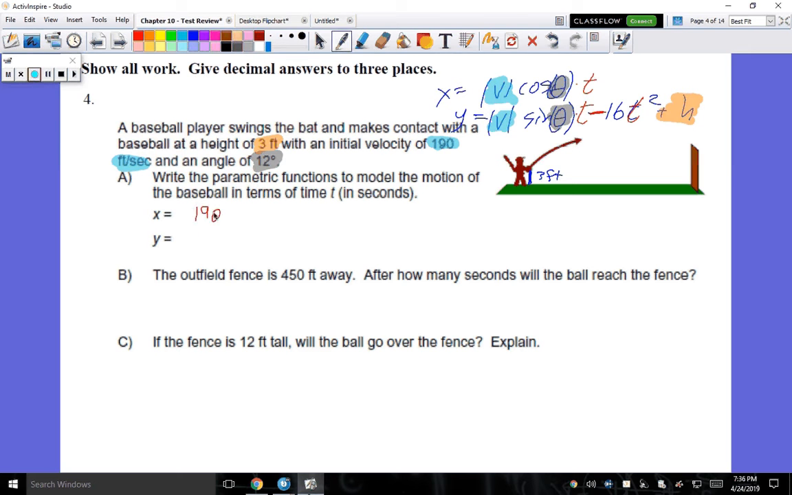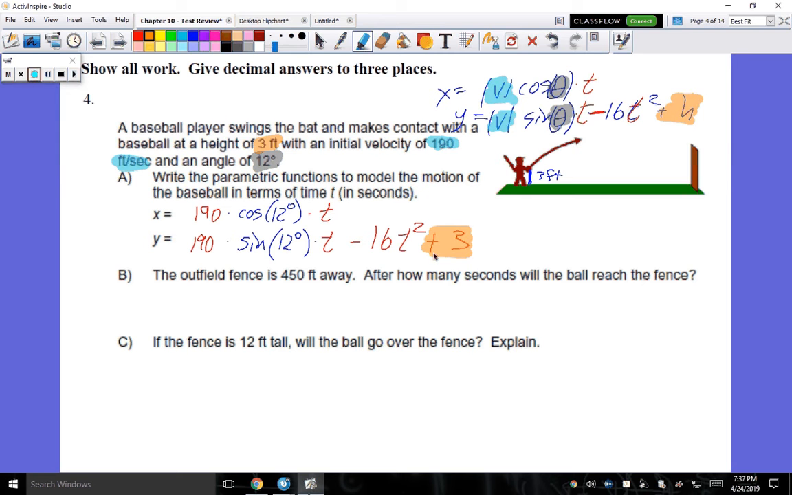It's going to be multiplied with the cosine of the angle, which is 12 degrees, and then it's going to be multiplied with the time. So we're just going to put t for now. And then y, it's going to be 190 also, and it's going to be multiplied by the sine, because sine is y and cosine is x, of 12 degrees, and then it's multiplied with t minus 16t squared plus 3. Don't forget your initial height of 3, just like we showed from above.